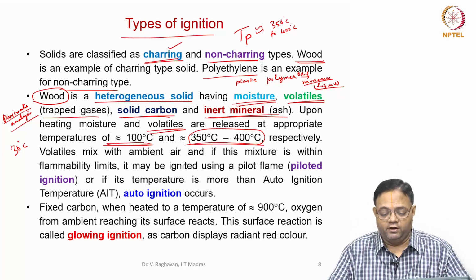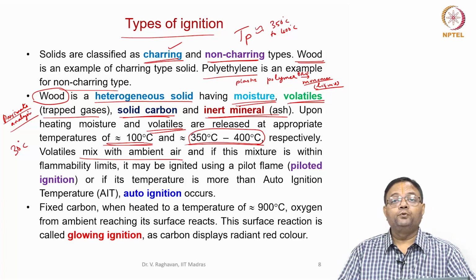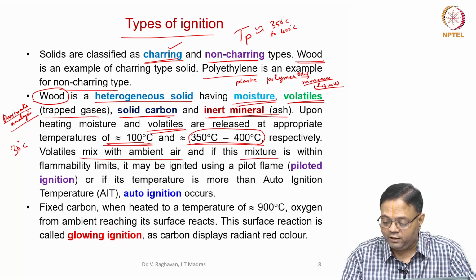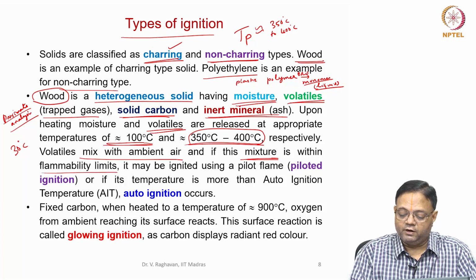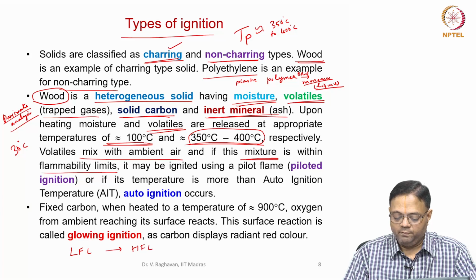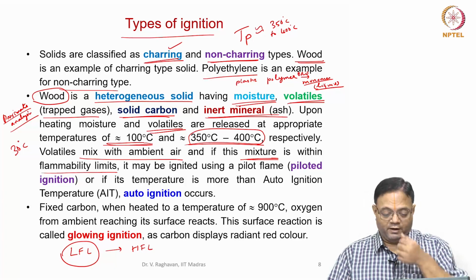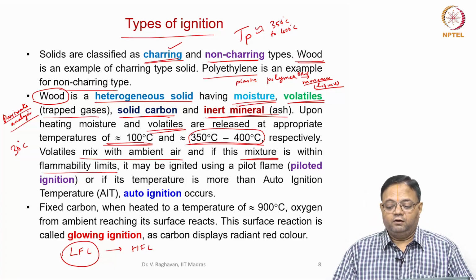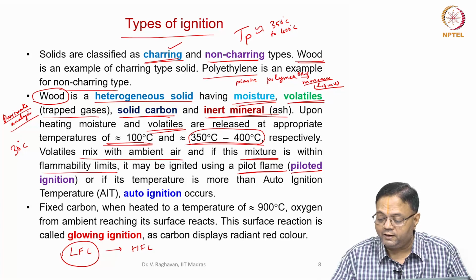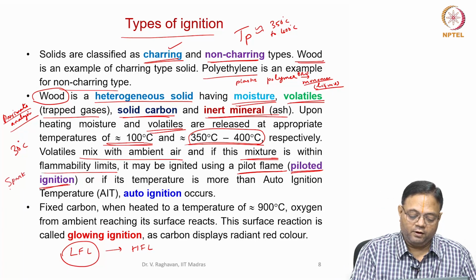These volatiles which are released will mix with the ambient air, and based upon how much volatiles have come out, it may form a reactant mixture within the flammability limit, from the lower flammability limit to the higher flammability limit. Basically, we are talking about the mixture reaching the lower flammability limit so that it can be ignited. But for ignition, you need an external ignition source, that is piloted ignition. It may be a spark, or a pilot flame, etc.